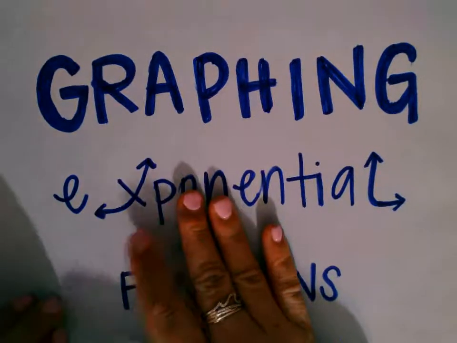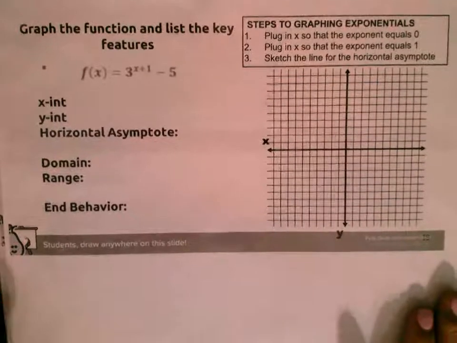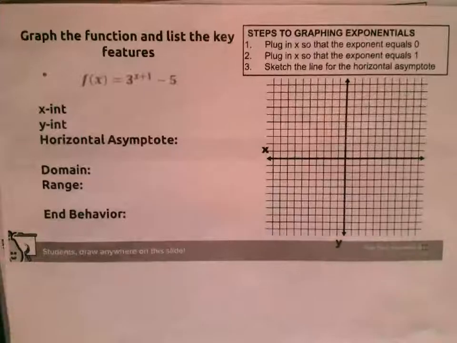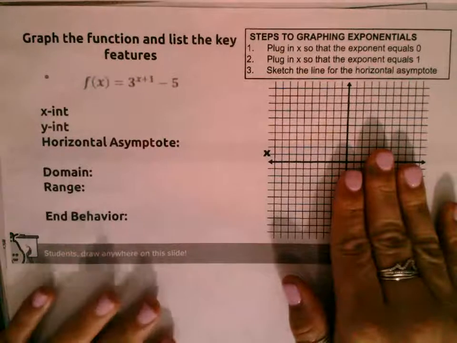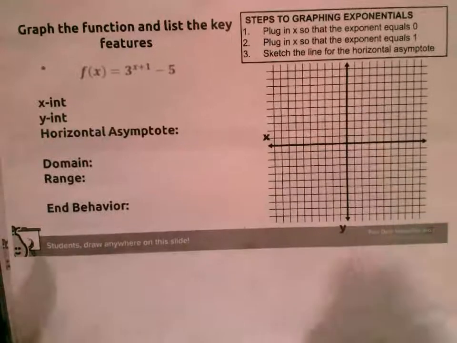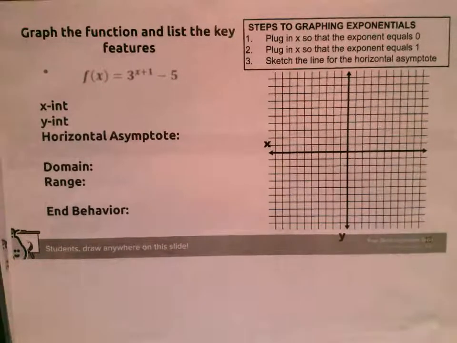So the very first function that we're going to graph and talk about today is this function right here, 3 to the x plus 1 minus 5. What we're going to do is graph the function and list the key features. Key features are over here on the left. We have a blank graph over here, and then we even have steps, 3 simple steps to graphing exponentials.